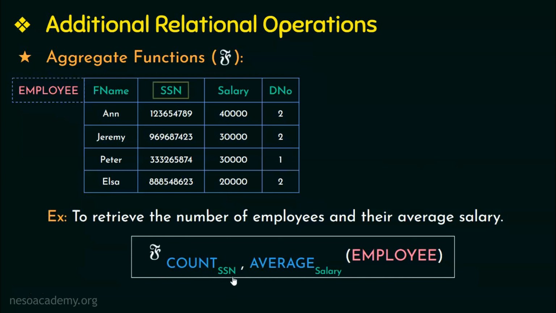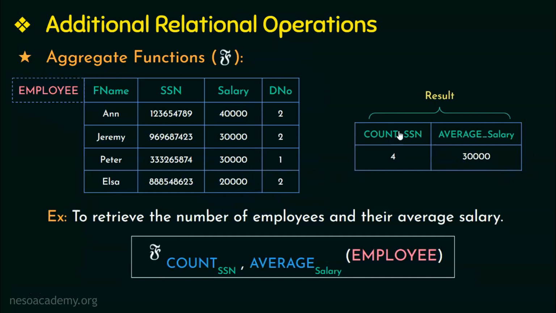So, count SSN will count the number of SSNs in this relation employee. We see that the count of SSN is 4 in this relation. The next function is average on the salary attribute. So the average of the salaries of all the employees are calculated. We know how average is calculated, that is 40,000 plus 30,000 plus 30,000 plus 20,000 divided by 4, which is equal to 30,000. Hence, this would be your result. When the attribute names of the resulting relation is not mentioned explicitly in the query, then in the result, the attribute name would be function name followed by an underscore and then followed by the attribute name on which we perform the function. Let us see another example.